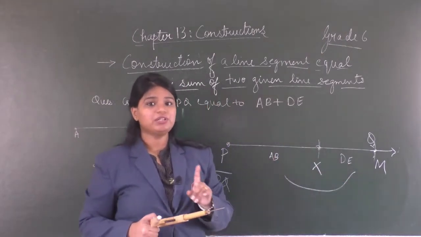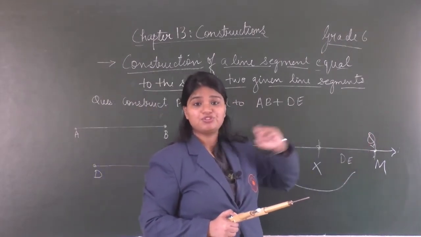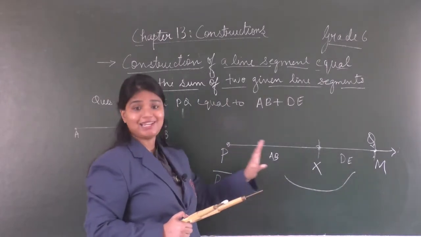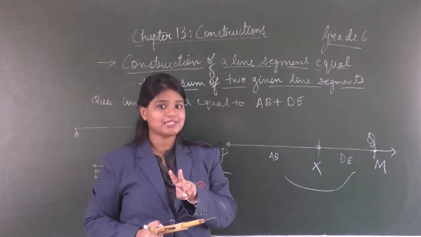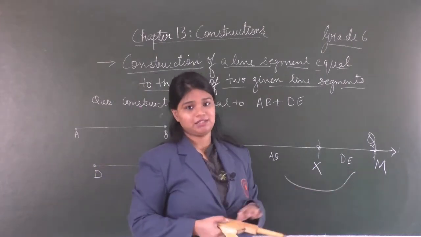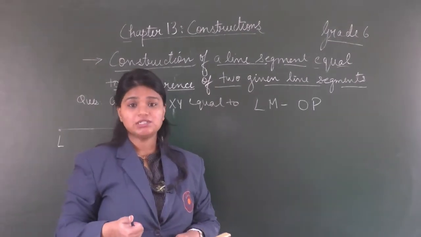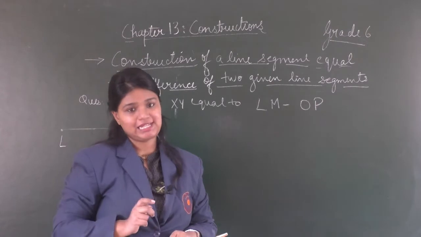And what name will you provide to that arc? You will give the name Q. So here you have got a line segment PQ, which is the combination of two line segments. What are they? They are AB and DE. So students, we learned how to construct a line segment which is the sum of two given line segments.